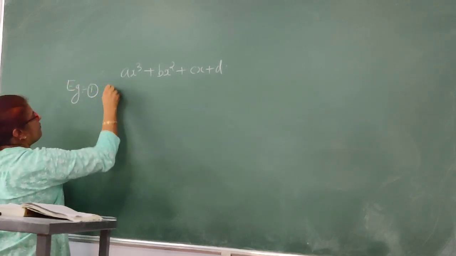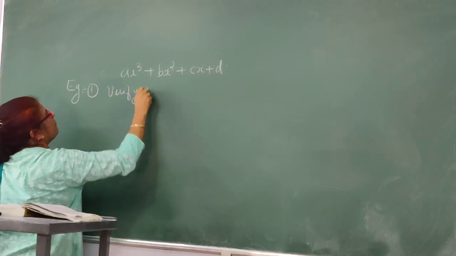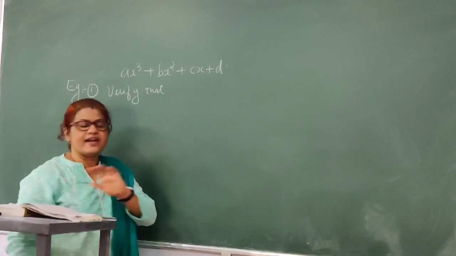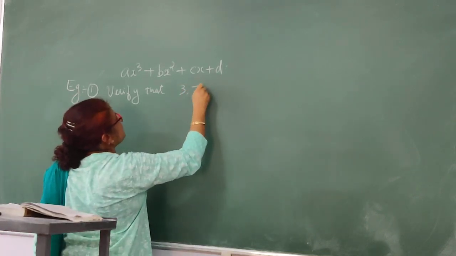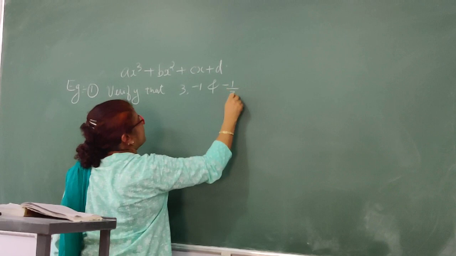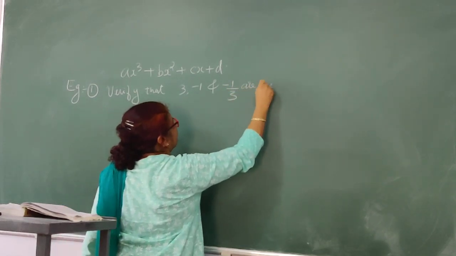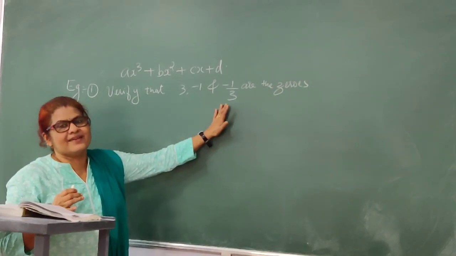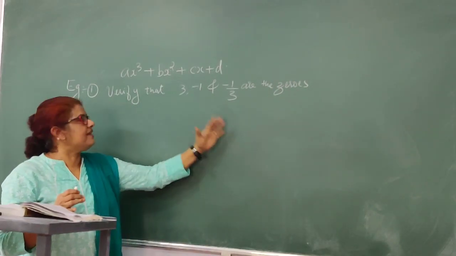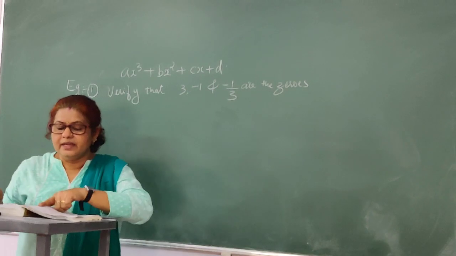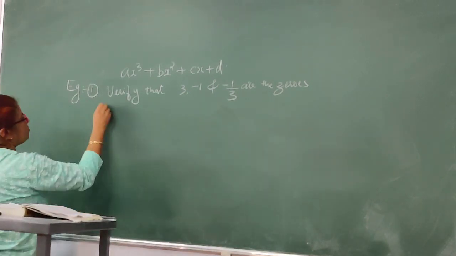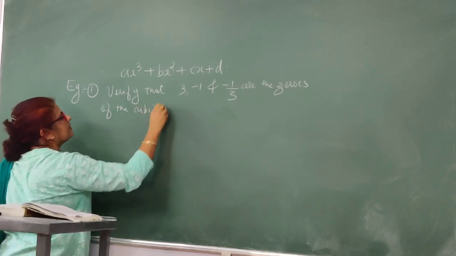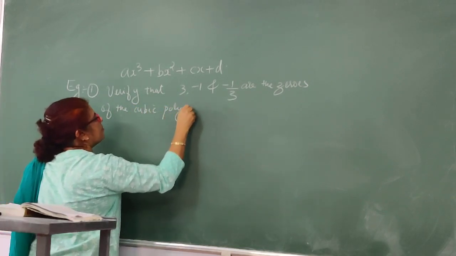Example 1. Verify that 3, minus 1 and minus 1 by 3 are the zeros. You are not asked to find the zeros. The zeros are given. You are asked just to verify that these are the zeros of the given cubic polynomial.